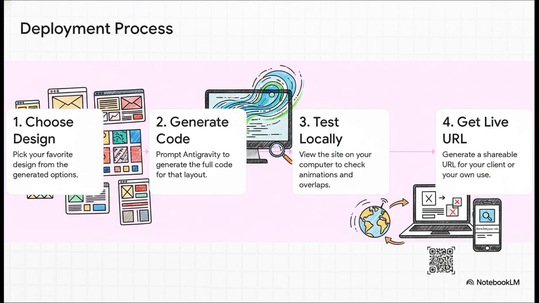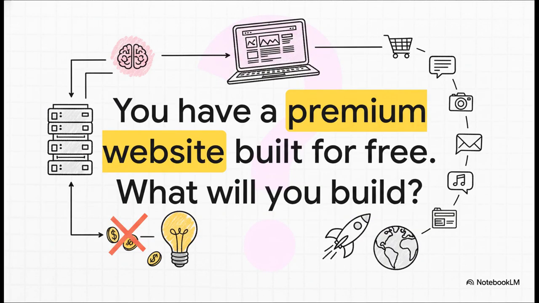And here's the final, super simple process. First, you pick your winning design. Second, you tell Antigravity, okay, that's the one. Generate the full code for that specific layout. Third, it deploys the site right there on your computer so you can click around, test animations, and fix any little overlaps. And finally, you can generate a live URL to share with anyone in the world. And just like that, there it is. A high-class, custom website built from just an idea to a live product, all using free AI tools. You've completely bypassed the high costs and saved yourself countless hours. So really, the only question left is, what are you going to build?